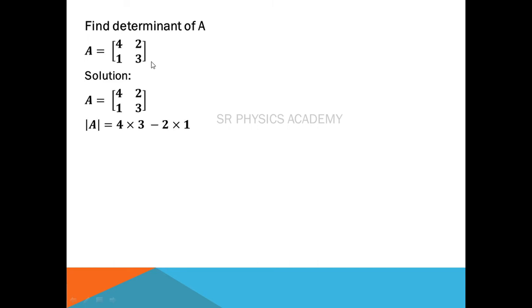Now once more we will discuss another example. Find the determinant of A, where A is 4, 2, 1, 3. So this is the A matrix, and we have to calculate the determinant. What are the diagonals here? 4 into 3, and 1 into 2. The X shape. So we get 4 into 3 minus 1 into 2.